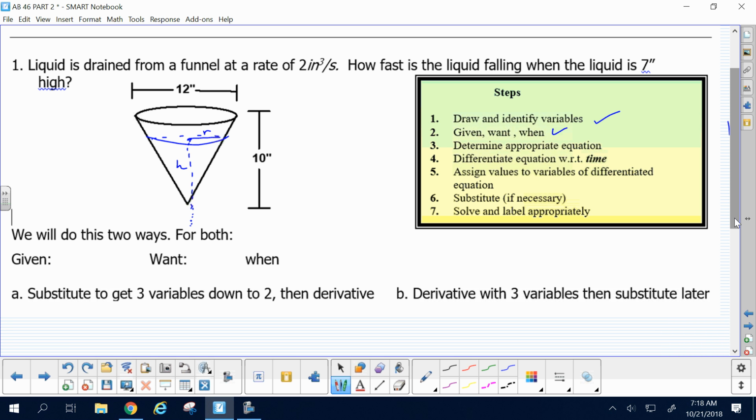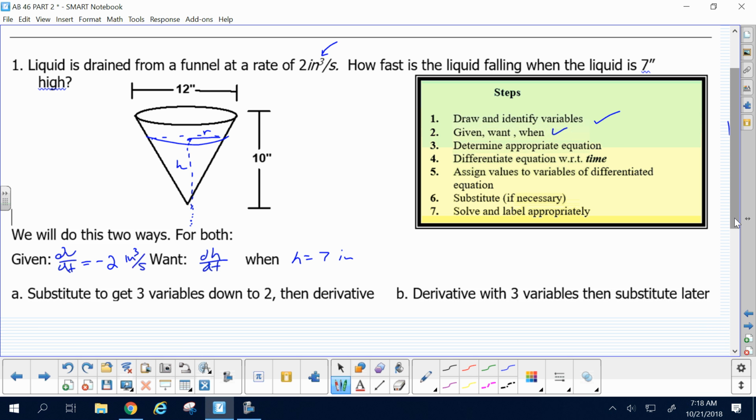Second, what we are given and what we want and when. Now, if liquid's draining out at 2 cubic inches per second, that's a volume. We're given dV/dt is negative 2 cubic inches per second. Volume is decreasing with time, which means volume's derivative is negative. Use the units again as your guide to decide why is that volume. Now, what they want is how fast the liquid is falling. Now, that's not a radius measure, that's more of a height measure. So they want dh/dt when h is 7 inches. All right, so far, pretty much normal.